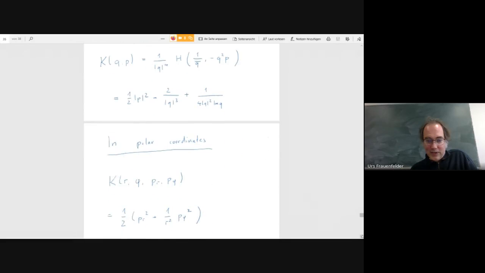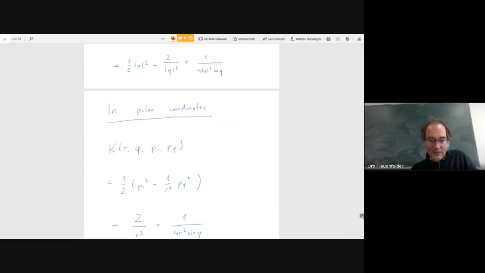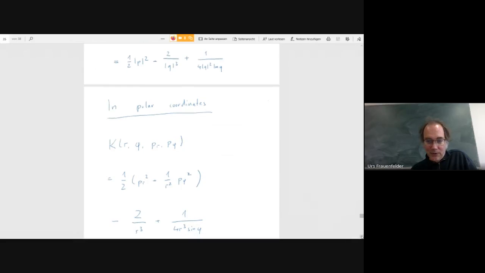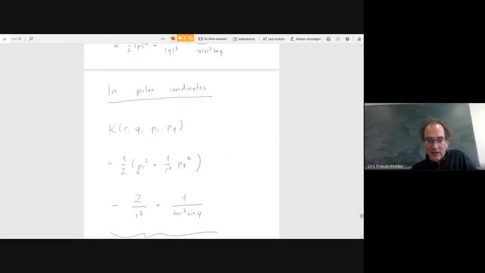And so we can also write this in polar coordinates. In polar coordinates, we have this kinetic part, the p_r squared, and then p_φ is actually angular momentum. So we have this 1 over r squared. And then we have the potential, but the potential after inversion at the unit circle, which is now very strong. So we have a very strong force, r to the 3.